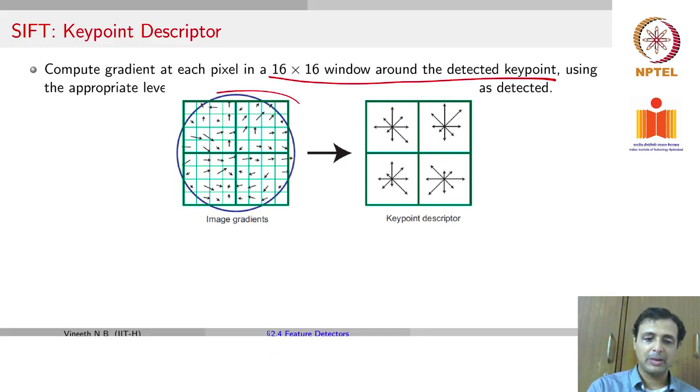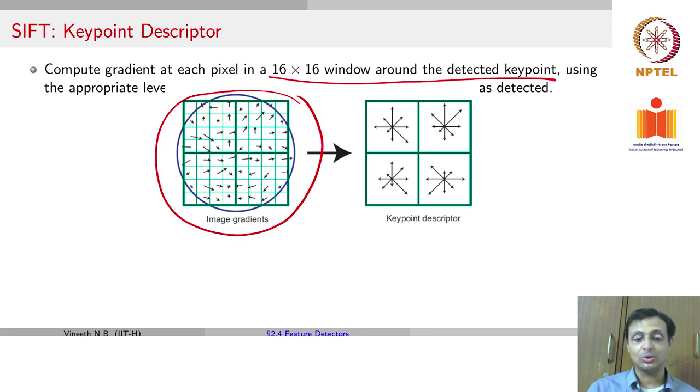Bear with this image. This image shows an 8 cross 8 window for illustrative purposes, but the actual method suggests taking a 16 cross 16 window around the key point. You take your 8 cross 8 or 16 cross 16 window, and then you divide it into quadrants of 4 cross 4 each. For an 8 cross 8 window, you will have 4 such quadrants. For a 16 cross 16 window, you would have 16 such quadrants, where each quadrant is 4 cross 4.